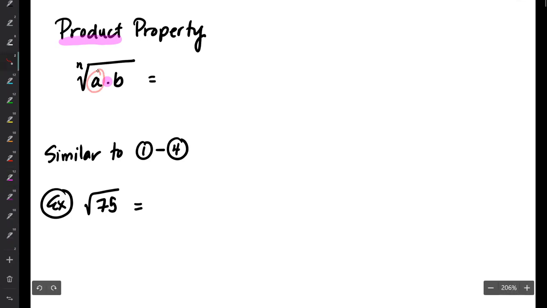Product is a fancy word for the answer to a multiplication problem. If you have two numbers multiplied together underneath a root, you can take the root of one and multiply it by the root of another. This is helpful in simplifying radical expressions where we don't have perfect powers of the root. For example, the square root of 75 isn't a counting number. But 25 is a factor of 75. 75 is 25 times 3.